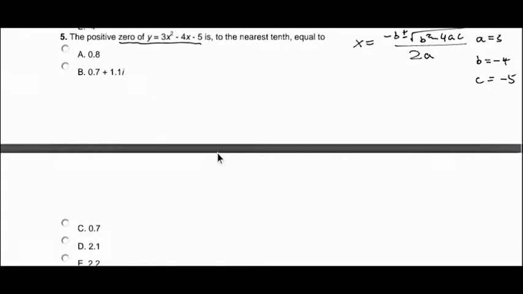Alright, so what we're going to do now is put them all into the formula real quick. So we're going to go minus b is 4 plus or minus the square root of 4 squared minus 4 by 3 by negative 5, which is the square root of 76. Okay, just put them in as such, over 2a, which is 6. So when we compute it out, we'll get a result of approximately 2.2 to the nearest tenth. So the answer will be E.